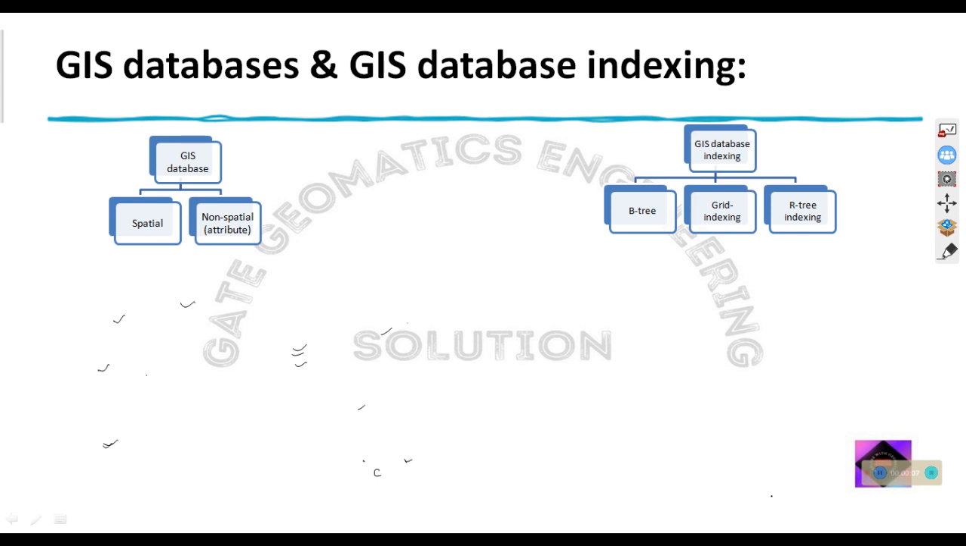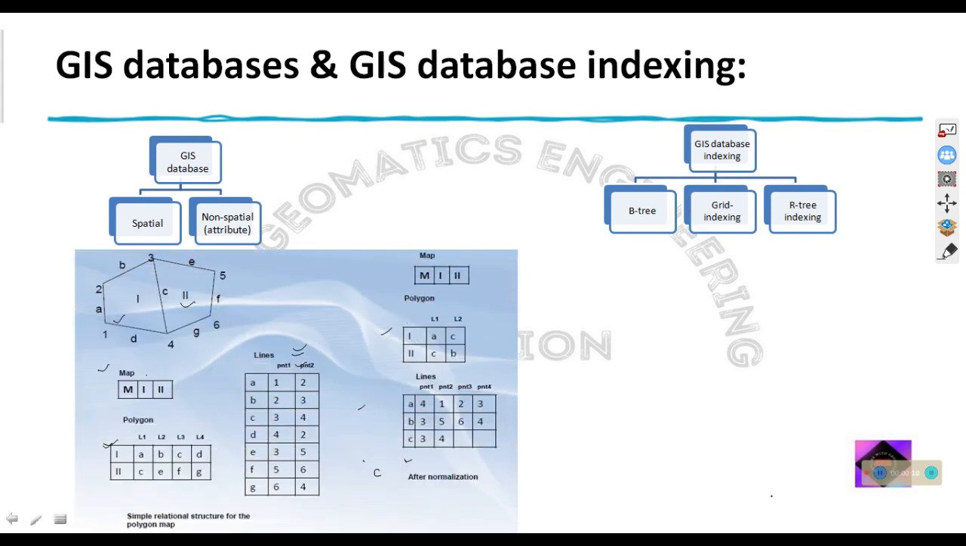So let us see another important type of data structure, that is the relational data structure. In the relational data structure, you can see there is one map, and the map is represented by 2 polygons, 1 and 2, and each polygon is represented by 4 lines: A, B, C and D. C is common to both polygons 1 and 2. Each line has points; you can see A is created by points 1 and 2. This is the normal relational data structure.